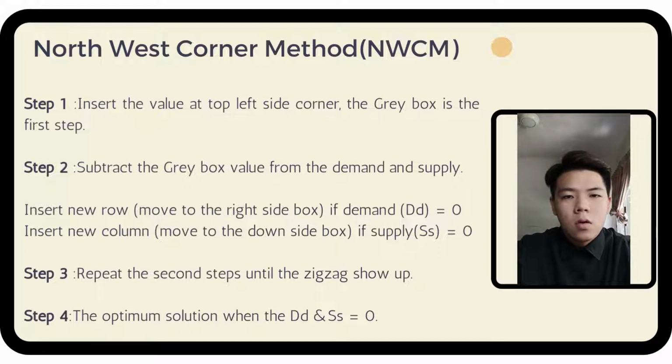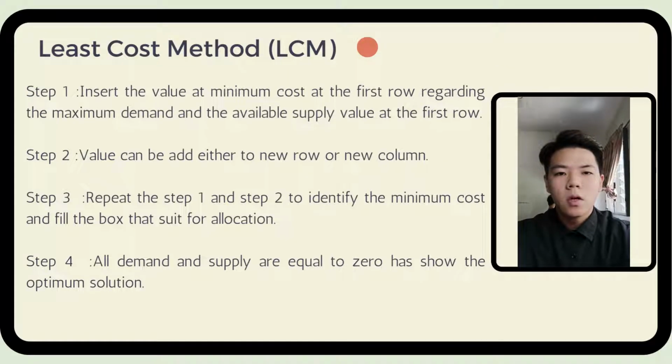As you can see in the column demand A, there are two red boxes, which mean the gray box has given the maximum value for the demand A. And then step 3, repeat the second step until the zigzag shows up in the table. Then the last step is the blue box has shown the optimal solution when the supply and demand have equaled 0. What are the steps for the least cost method? Step 1.